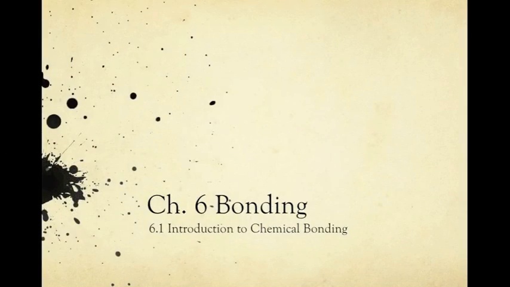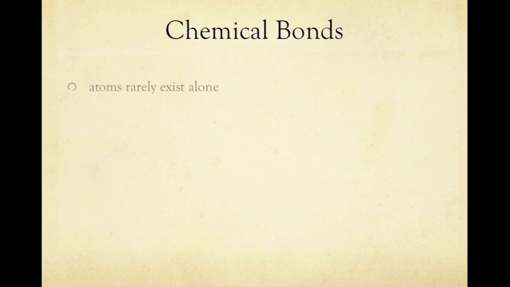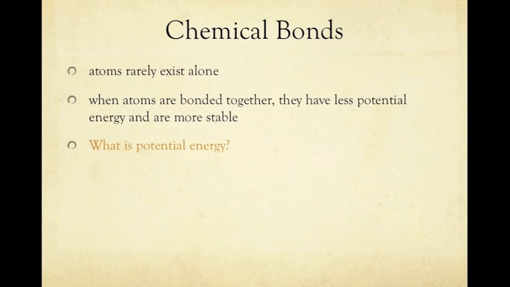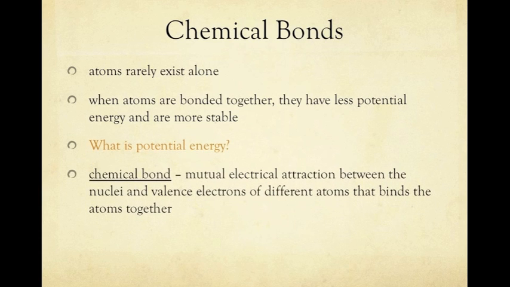Okay guys, we're going to go ahead and start talking about chemical bonding today, and this is just an introduction to chemical bonding. Now, the formal definition of a chemical bond is a mutual electrical attraction between the nuclei and the valence electrons of different atoms that bind the atoms together.